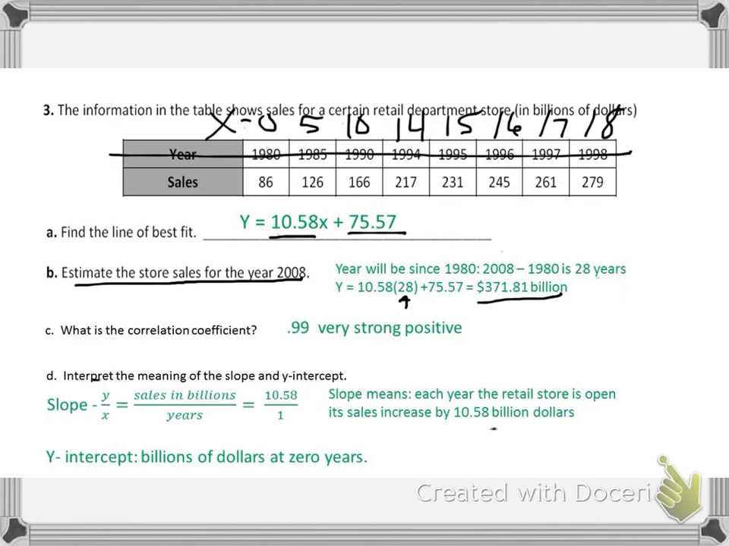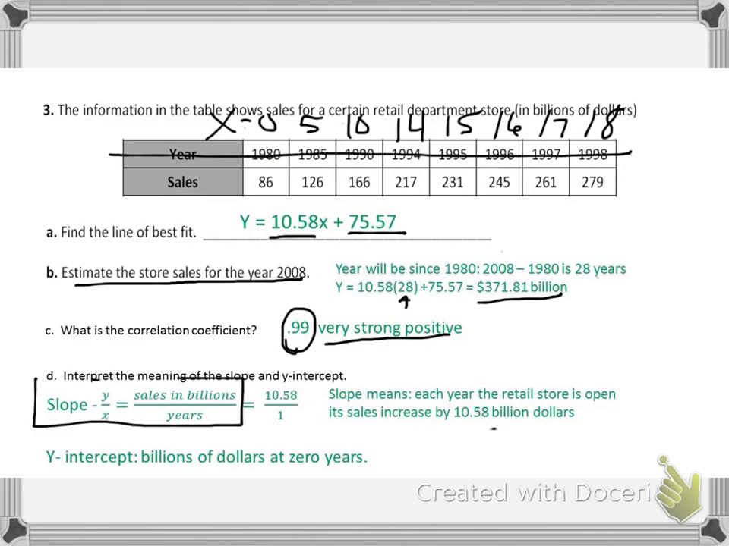That's their sales. What is the correlation coefficient? 0.99 is very good, very strong positive. So there's a very good correlation between years and sales. So this store is doing well. It's going up every year.